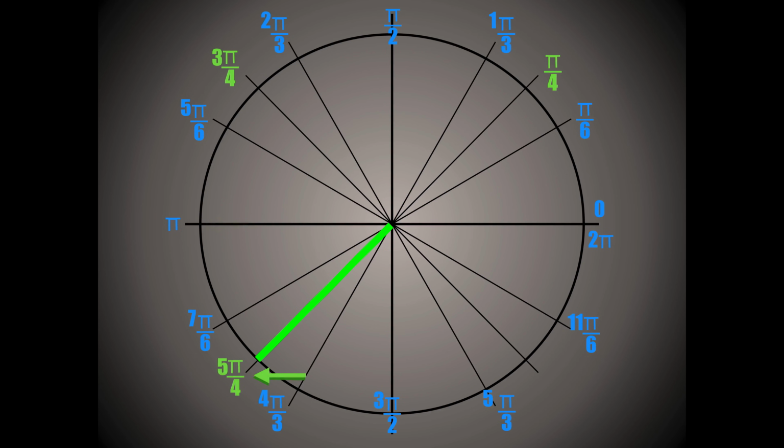This would be 5 pi over 4. So this is my 5th quarter, if you will. And then my 6th quarter would be 6 over 4 pi, which simplifies into 3 over 2. And then my 7th, 7 over 4. And then 8 over 4, which again simplifies into 2 pi.